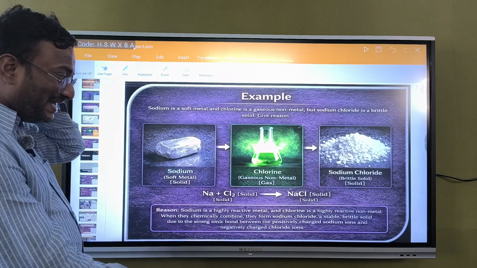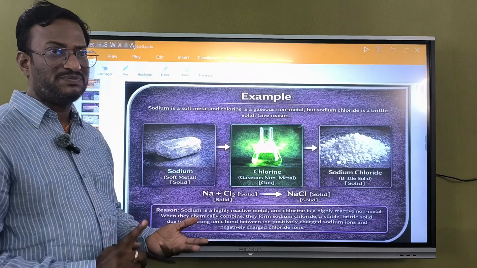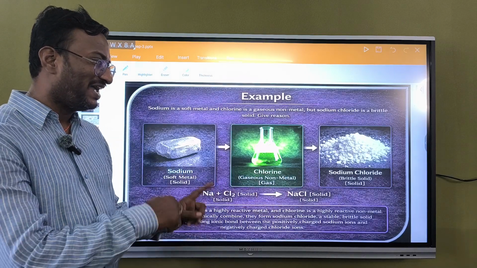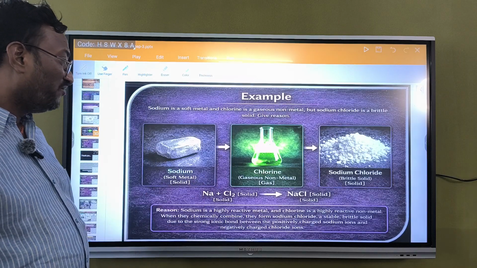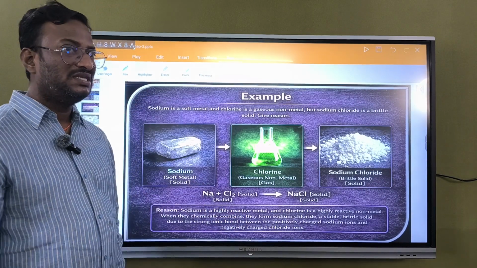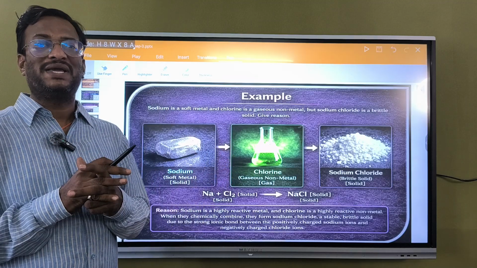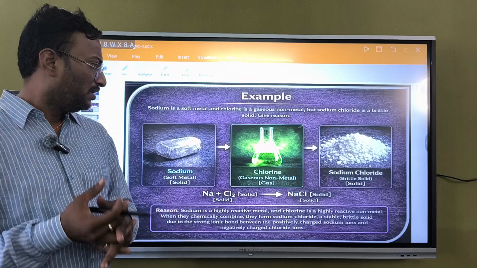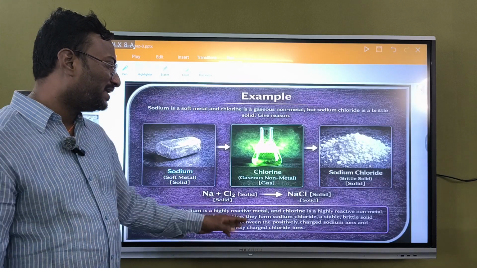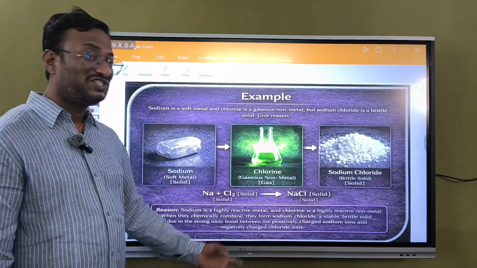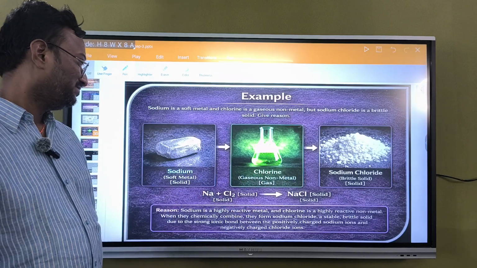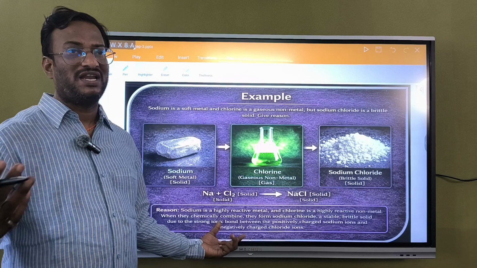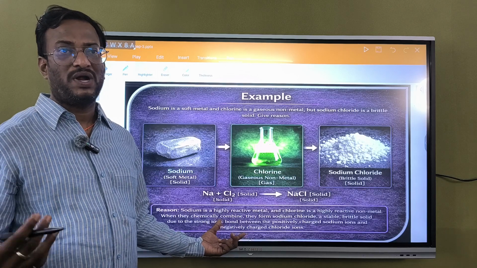Sodium is a highly reactive metal. Chlorine is a non-metal which is once again highly reactive. Since they are more reactive, they will combine chemically. If they are not reactive, they will not combine chemically. If they combine chemically, they form sodium chloride, a stable brittle solid due to strong ionic bonds. In future we are going to learn ionic bond, covalent bond, coordinate covalent bond, like that.